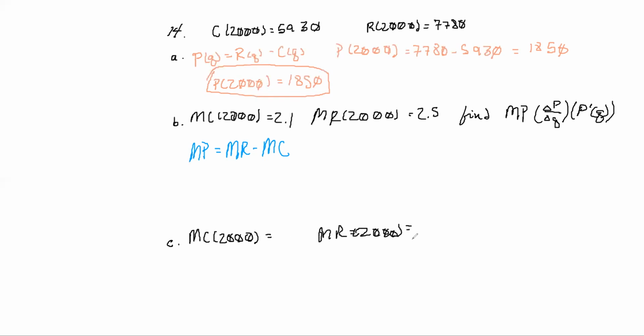Okay, same process. We're just going to say that MP of 2000 is equal to 2.5 minus 2.1, which is equal to 0.4. This, on the other hand, is going to be, do you see what I'm doing here? You're following along?